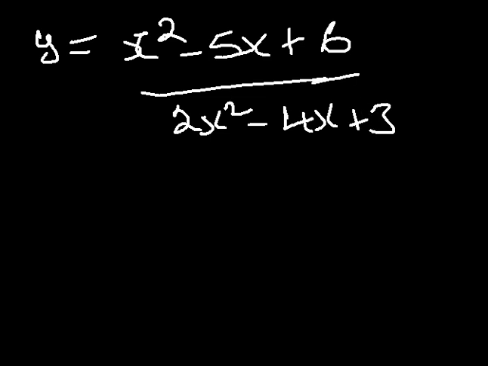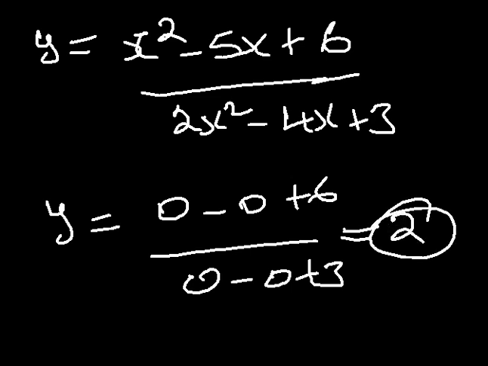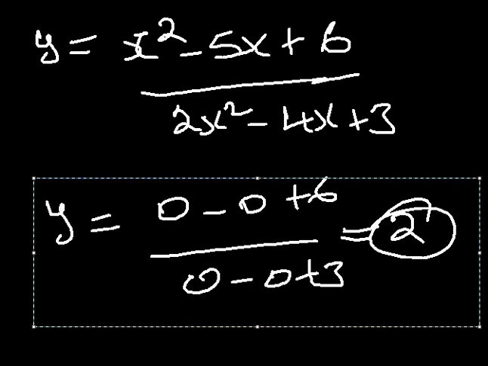Then what will be the actual y-intercept? The y-intercept is calculated upon having x equal to 0. So we have y equal to (0 minus 0 plus 6) over (0 minus 0 plus 3), which is the same as 2. So this is the value of the y-intercept, where the graph passes through the y-axis.